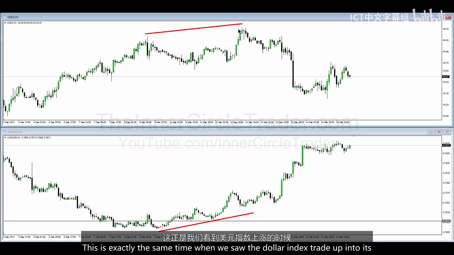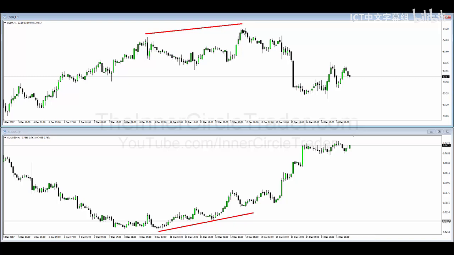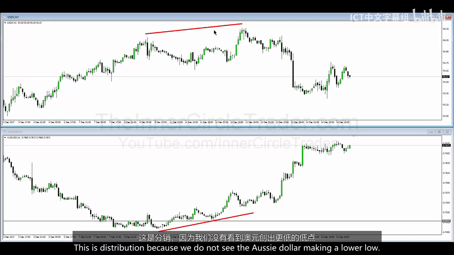Not surprisingly, this is exactly the same time when we saw the dollar index trade up into its daily resistance point, that old high. Look at this level here and this level here. This is distribution because we do not see the Aussie dollar making a lower low.